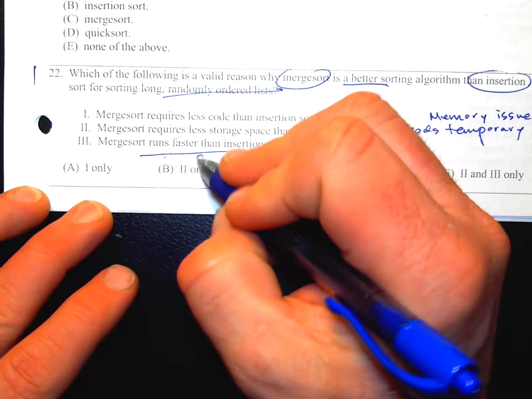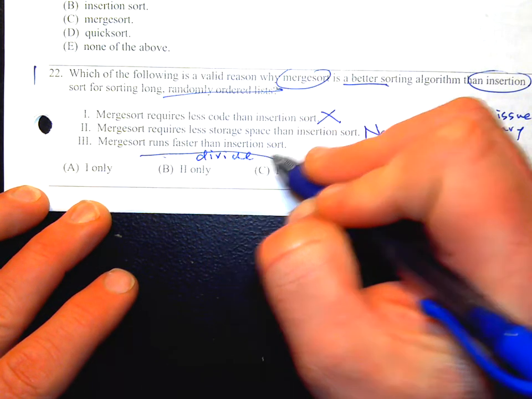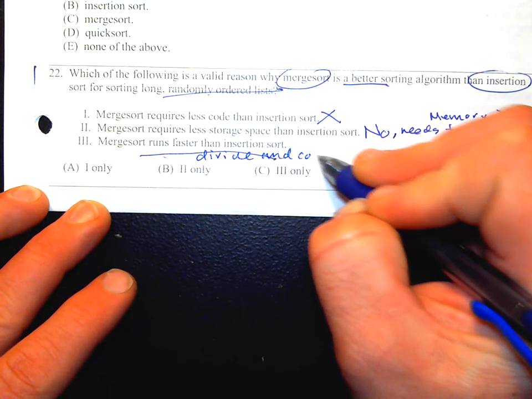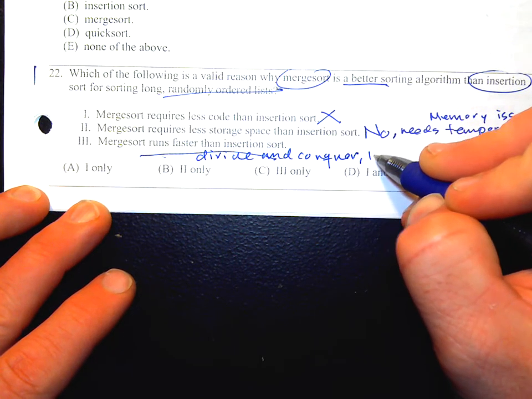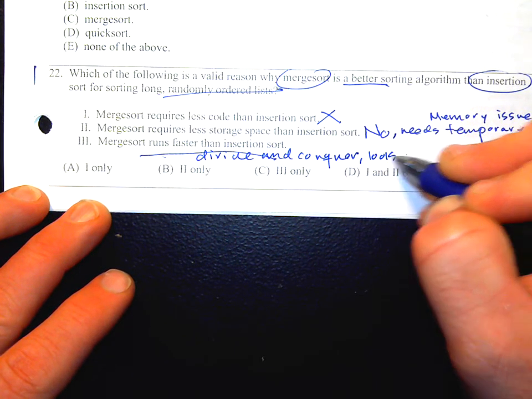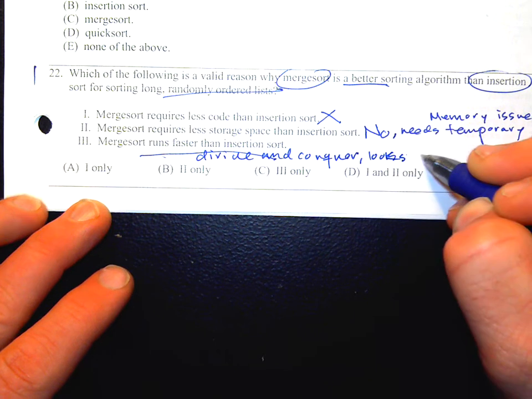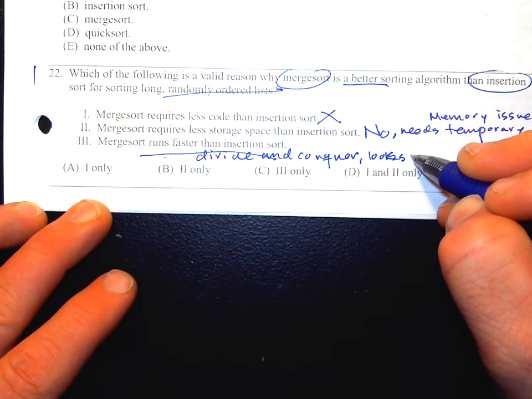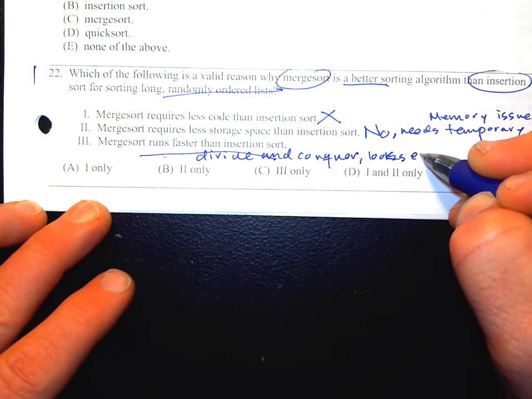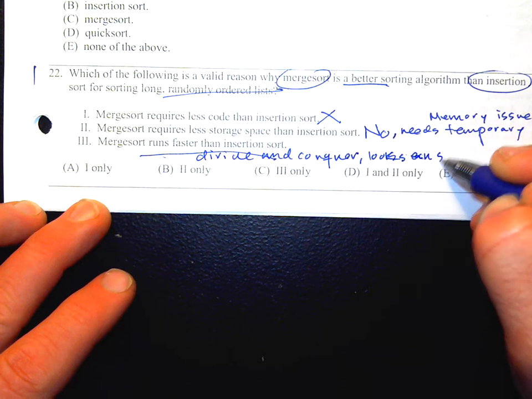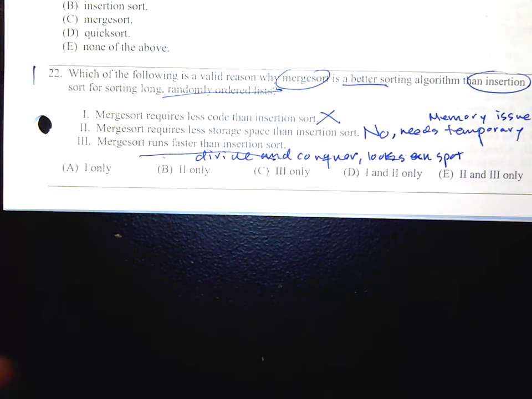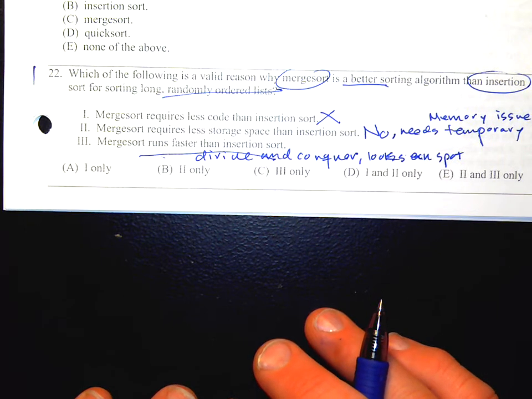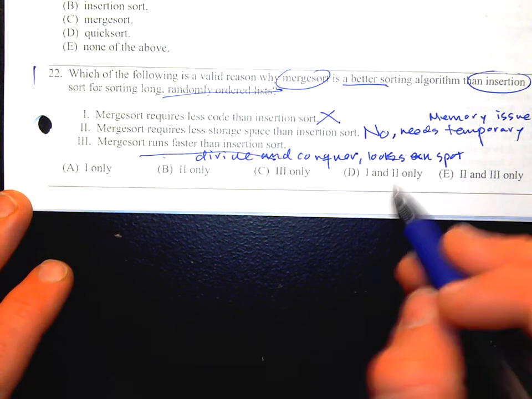It's a divide and conquer strategy, right? So it looks at each spot, I think like once or something, definitely a lot less than insertion sort. So I'm going to go with 3.